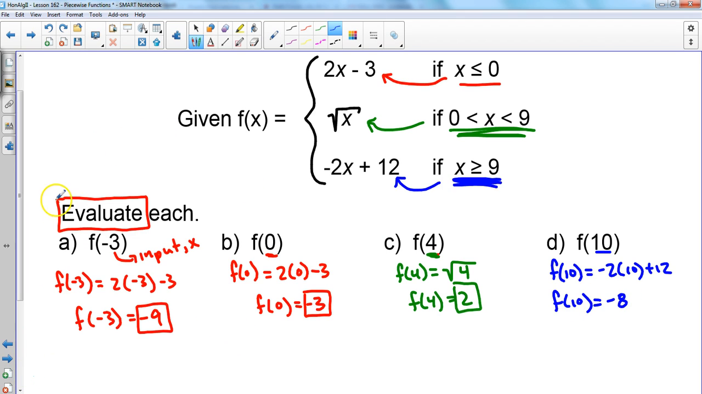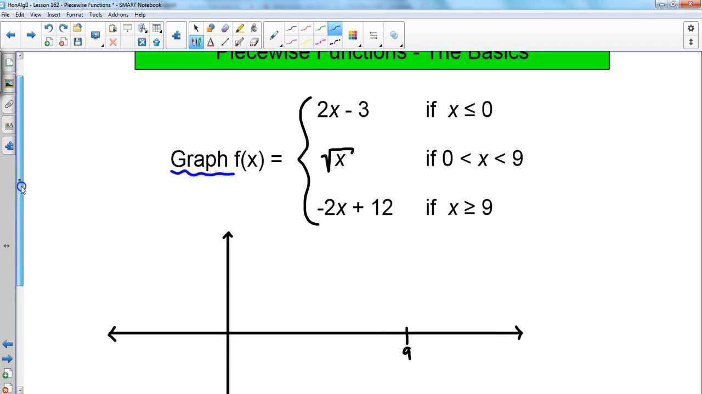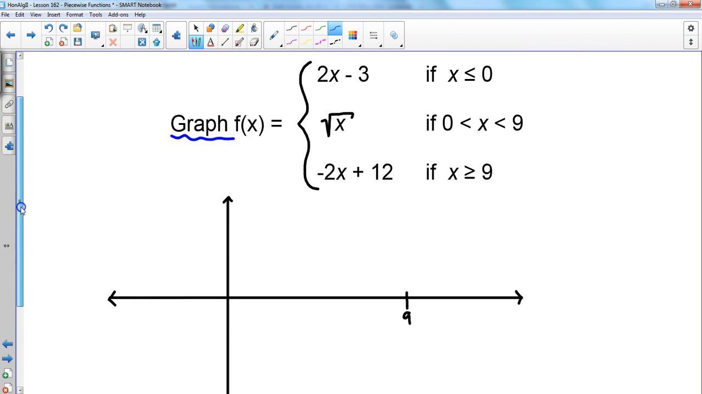So just to reiterate, the first and most basic thing that we want to be able to do is to evaluate different inputs for these piecewise functions. Next thing that we want to take a look at is graphing. So I want to be able to take these piecewise functions and graph them. And the way that I do this is I'm going to graph these different intervals.